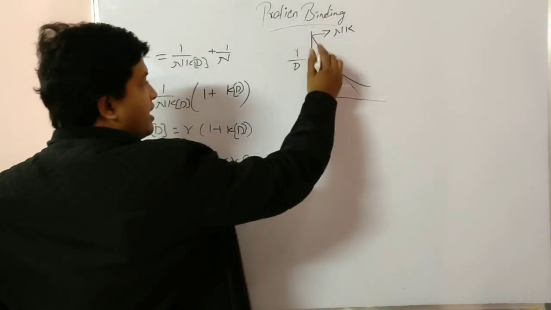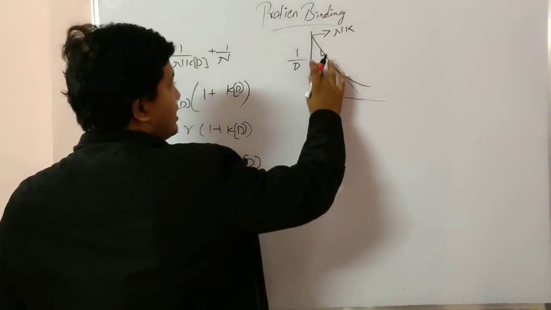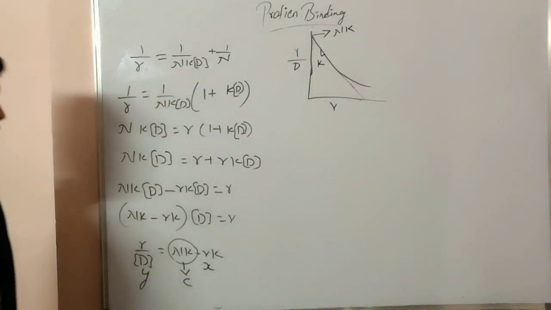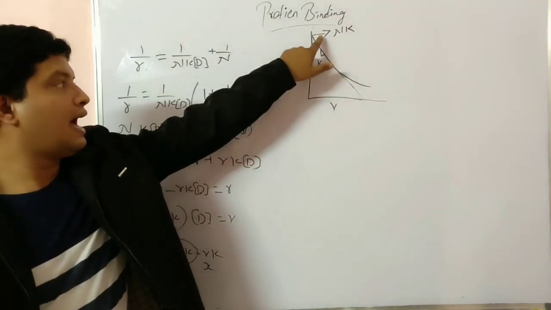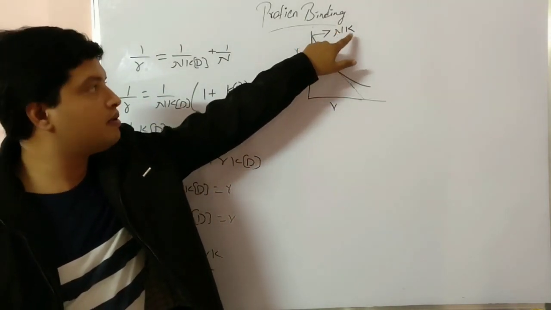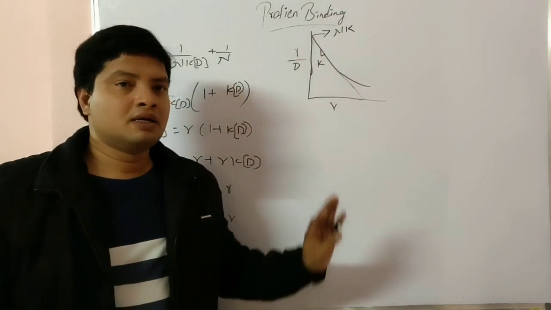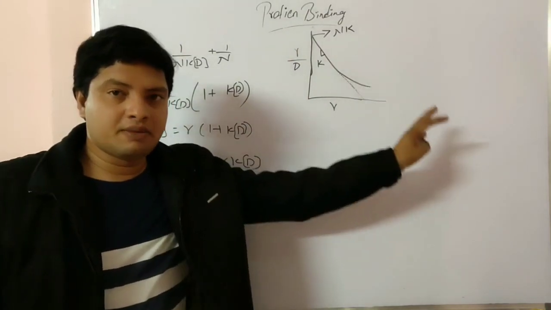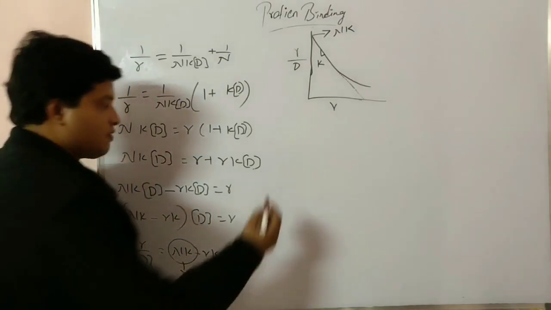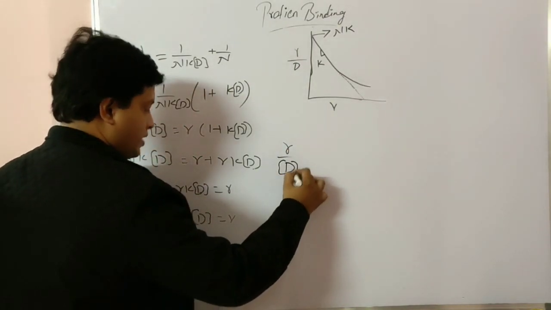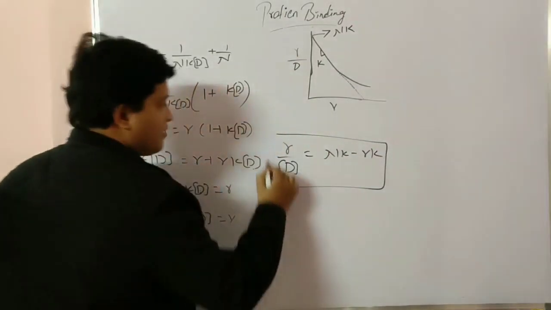In this straight line, slope will give k value, that is stability constant, and the intercept will give number of sites available and stability constant. Simple. Now you can determine number of sites available and stability constant in higher drug concentration by this equation. I will write this equation once again, that is r by d is equal to n k minus r k.